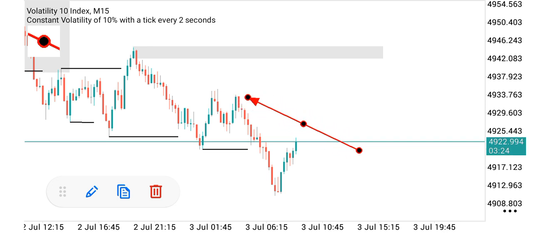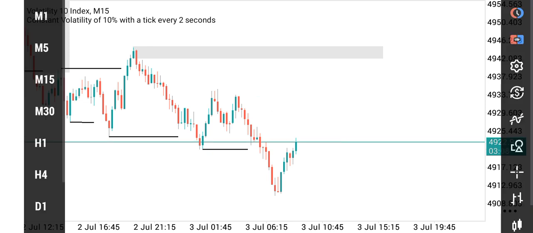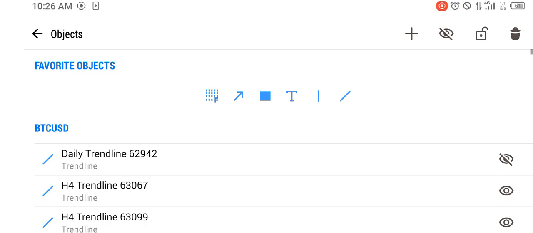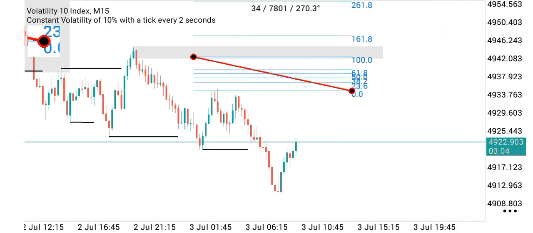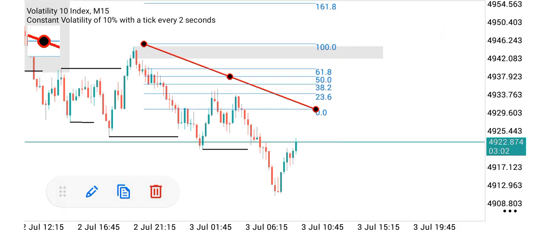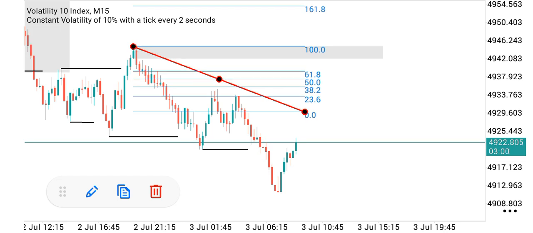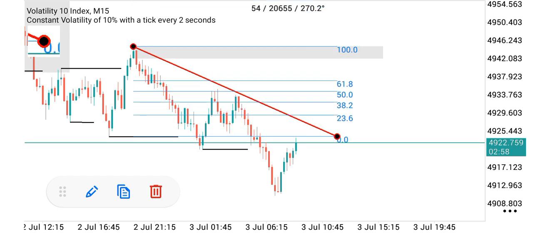So now I use Fibonacci retracement to check something. I use my Fibonacci to check where the trade will be reacting from. So this is what I do to mark my liquidity zone. I place it on my recent break of structure.